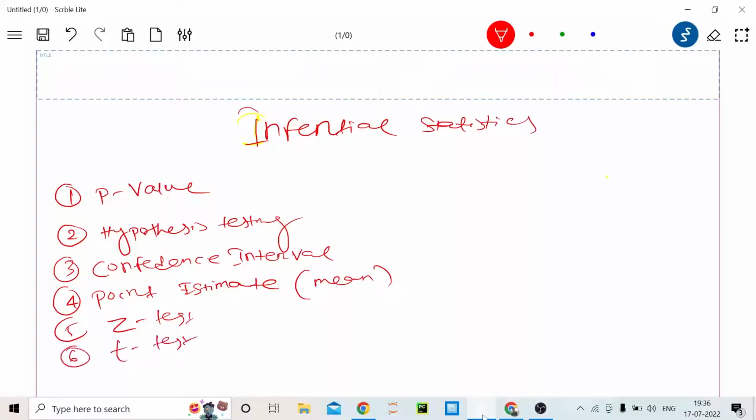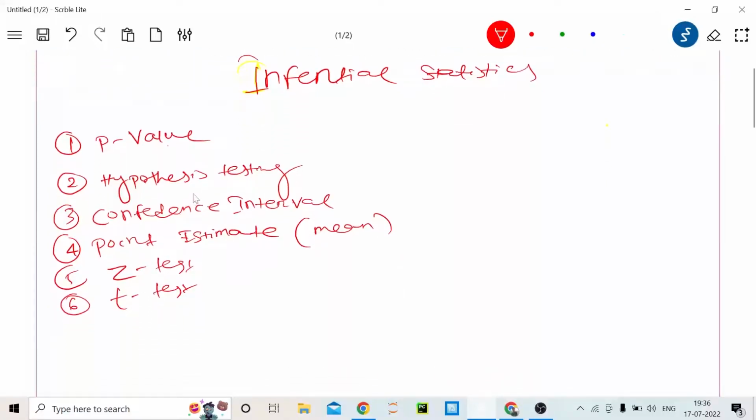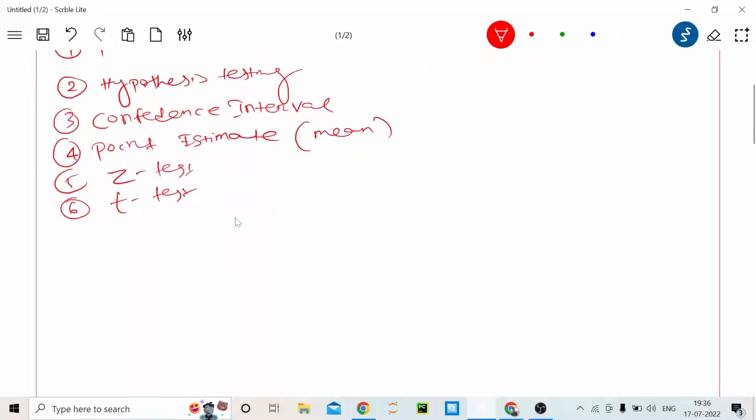T test. Today we will cover p-value, hypothesis testing, confidence interval, point estimator, Z test, and T test. Maybe in the next class we will cover the rest of the statistics. In today's class we will just cover these things. Let me start with the p-value.